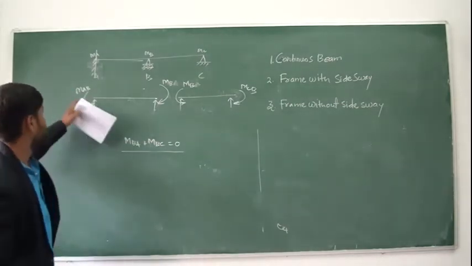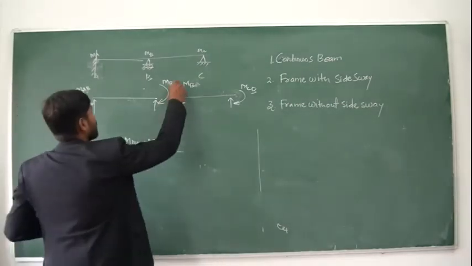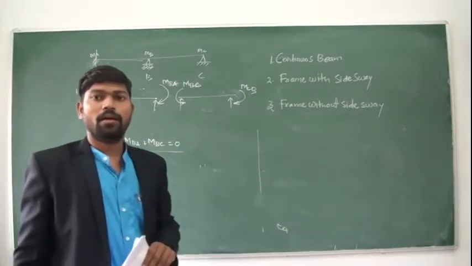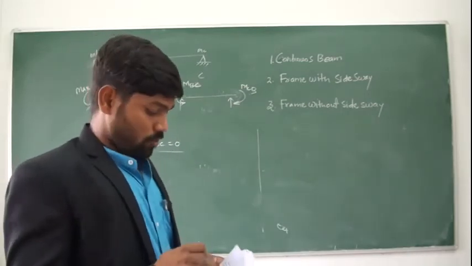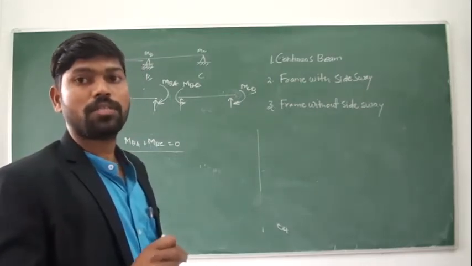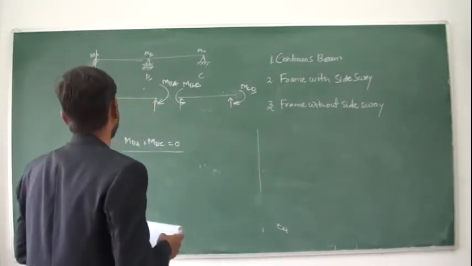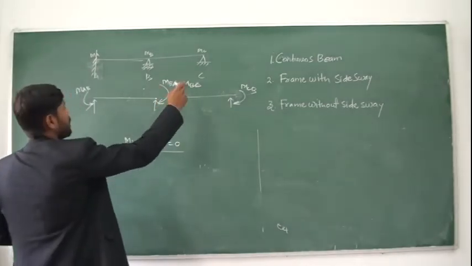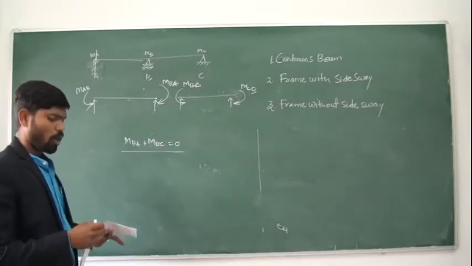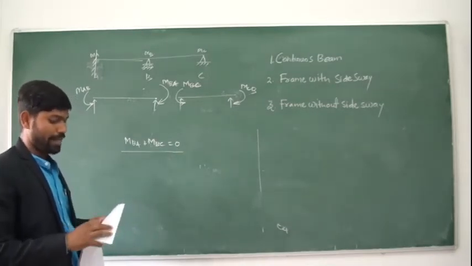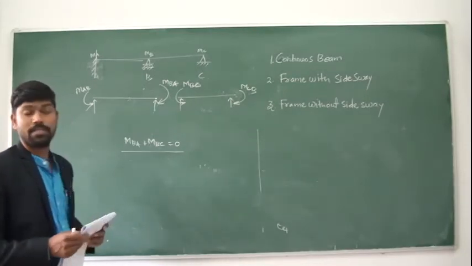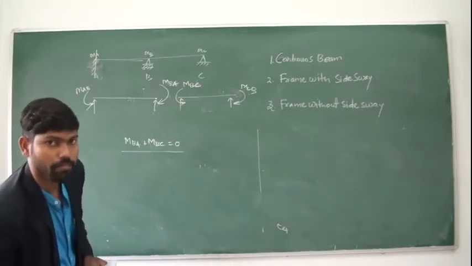So these are the support moments MAB, MBA, MBC and MCB. Now by using the slope deflection equation method, we have to set up the equations for MAB, MBA, MBC and MCB. So these equations are derived. So I am not going into detail about the derivations. I will write the equations for MAB, MBA, MBC and MCB, and I will explain the terms. Okay.